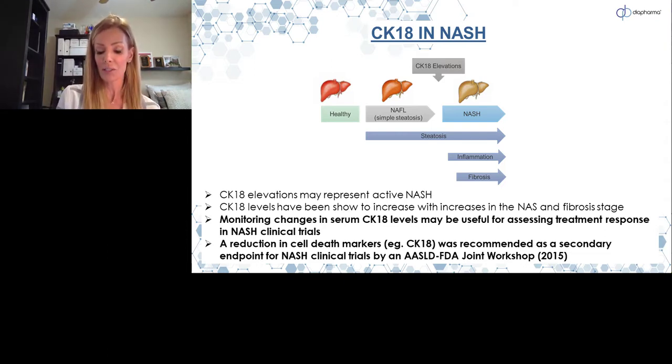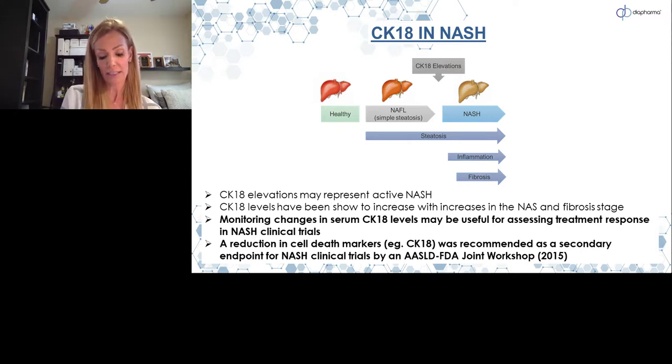And in at least 2 studies, changes in CK18 have shown stronger positive correlations with changes in the NAS than some of the conventional liver enzymes like alanine aminotransferase and serum aspartate aminotransferase, or ALT and AST. And even though CK18 levels are not a measure of liver fibrosis per se, CK18 levels have also been shown to correlate with fibrosis stage.